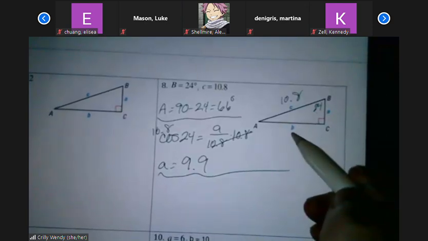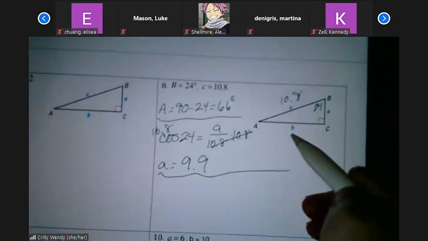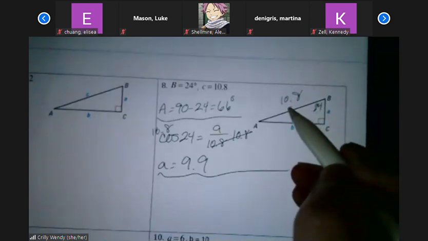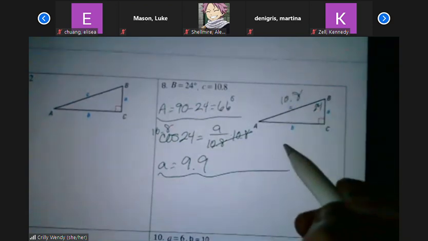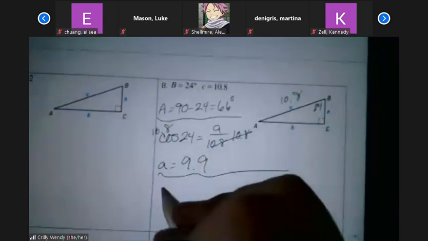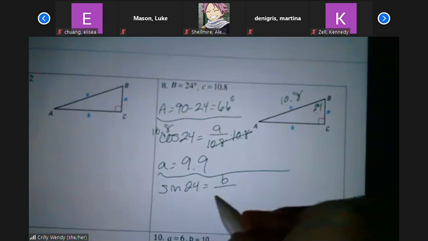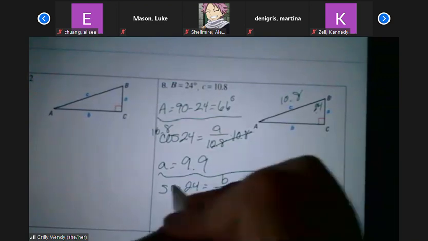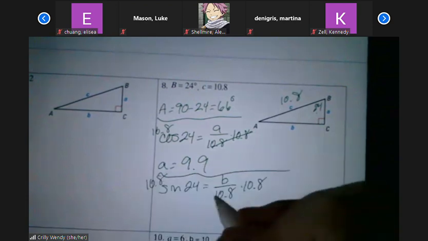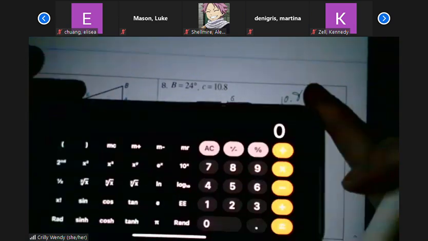Then for side B, if I look at the 24, B is the opposite leg. 10.8 is the hypotenuse. So I'm going to use sine. Sine is opposite over hypotenuse. So sine 24 equals B over 10.8. Multiply both sides by 10.8. So I need to do 10.8 times the sine of 24.